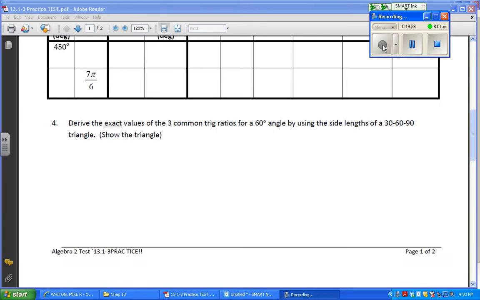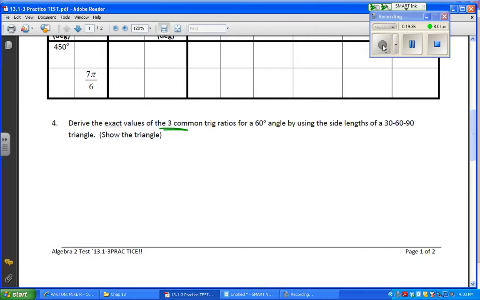Okay, question 4, they want you to derive. It means like show where they came from. The exact values for the 3 common, so just sine, cosine, tangent, for a 60-degree angle. Okay, so if you remember, those came from the special right triangles. Okay, so the question's either going to be a 60, a 30, or a 45. So this one's about the 60. So let's draw 30, 60, 90. Again, some people draw them differently, but the key is we need a short leg and a long leg.